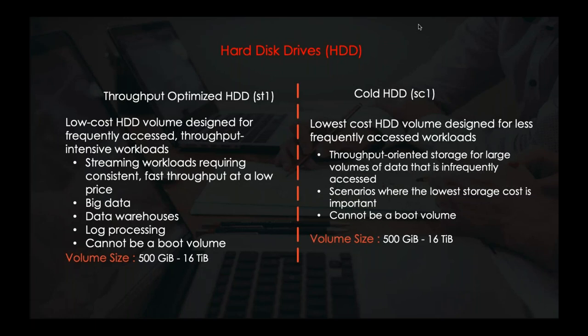Then we have cold HDD. This cold HDD is designed for less frequently accessed data. You can store data which is very infrequently accessed, maybe you require it once a week or twice a week, whatever the scenario you have. If you have less frequently accessed data, then you can go with cold HDD for backing up your data, for taking a snapshot of your data, wherever you require a low storage cost. You can go with cold HDD. These are the four different kinds of volumes.